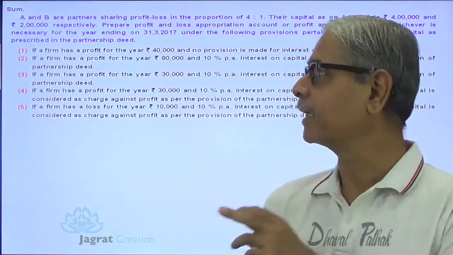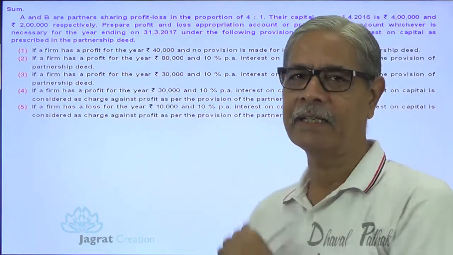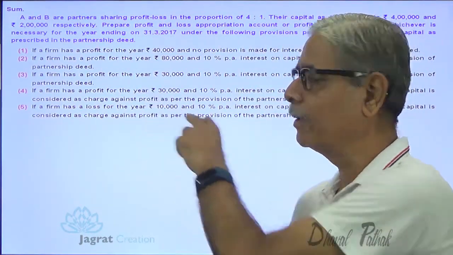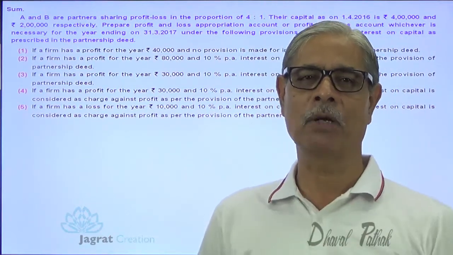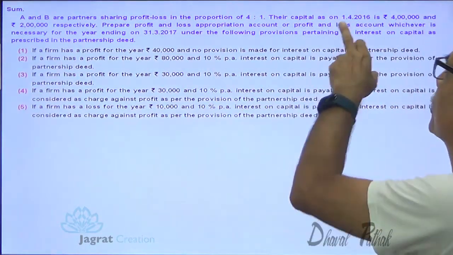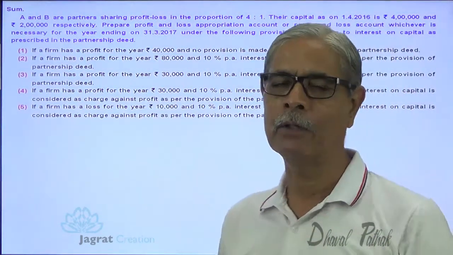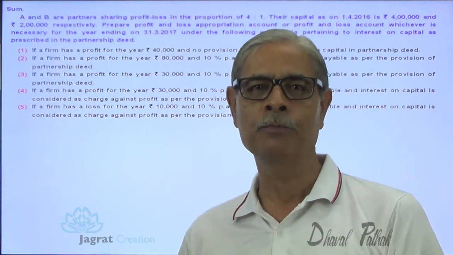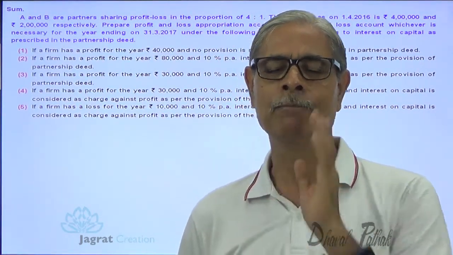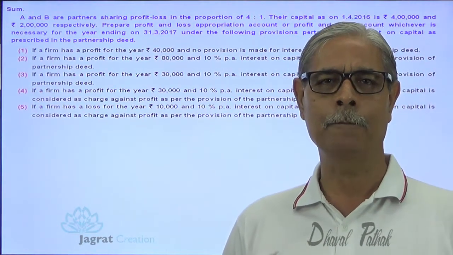So interest on capital in the first, second and third cases was an appropriation of profit, while in the fourth and fifth cases, it is a charge against profit. So in cases 1, 2 and 3, I'll be preparing the profit and loss appropriation account. And in cases 4 and 5, I'll be preparing the profit and loss account, because interest on capital is considered as a charge against profit. What is the meaning of charge against profit?